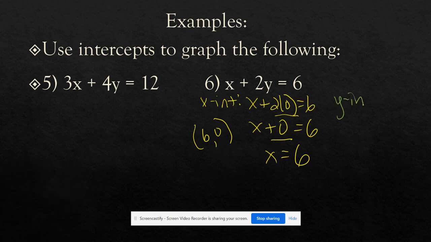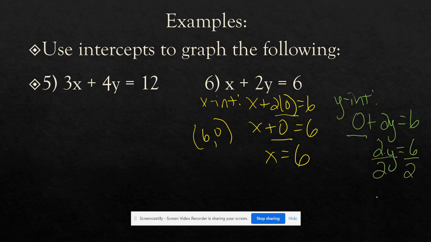For our y-intercept, we're plugging in 0 for x this time. We want y to be in our equation because we're trying to find out what it is. This 0, again, anything plus 0 is itself, so we have 2y is equal to 6. The opposite of multiplying y by 2 is dividing y by 2. 6 divided by 2 is 3. So our y-intercept is (0, 3).